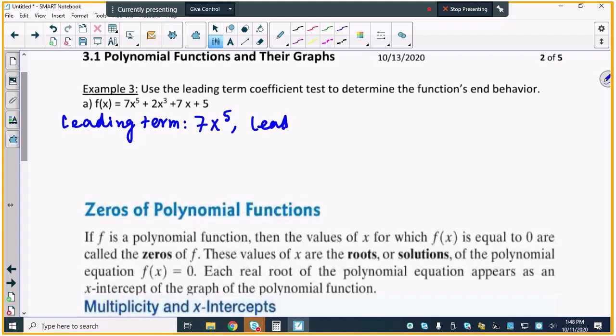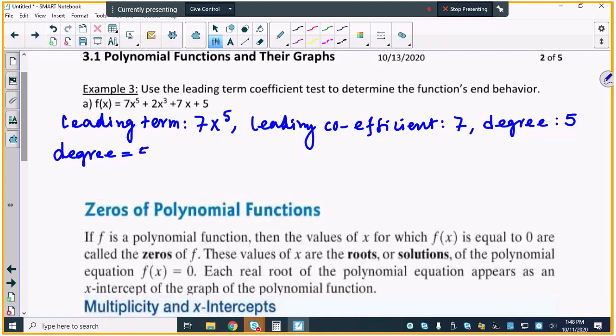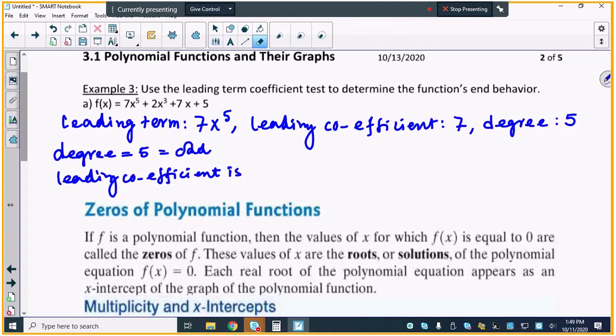Whereas the leading coefficient, what I need, that is the coefficient 7, whereas the degree is 5. So remember, we check the odd and evenness of the degree. So degree is 5, which is clearly odd, and the leading coefficient is positive. This is 7, so clearly a positive number. So what do I understand from that?